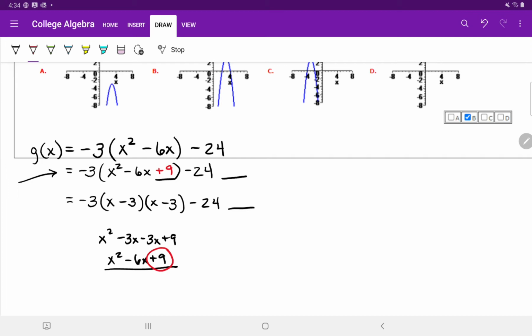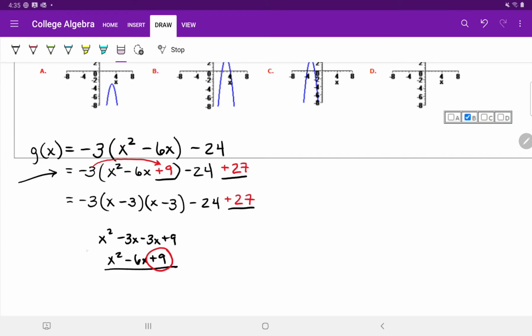So it's not just a +9. Keep in mind that there's this -3 out front, that if we multiply this back in, that would turn that 9 into a -27. So really what we're putting into our equation here is a -27. So we need to offset that by adding a +27 on the outside.